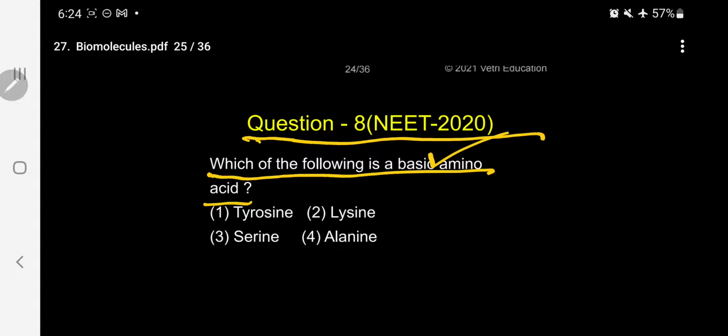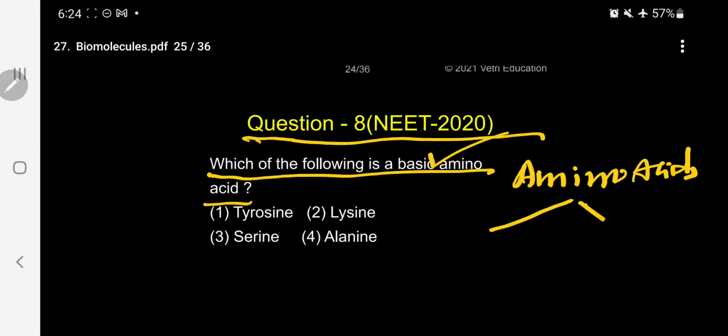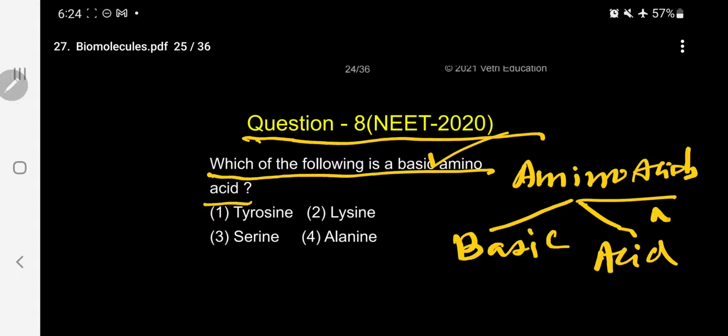When you say basic amino acid, we can classify amino acids in a number of ways. One is essential and non-essential amino acid, which we have already seen. Another is basic, acidic and neutral amino acid. What is meant by basic amino acid? What is meant by acidic amino acid? What is meant by neutral amino acid?